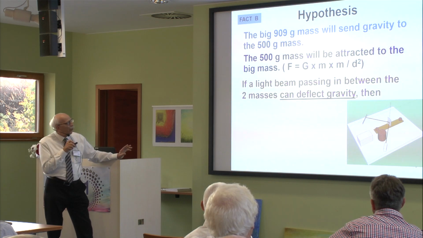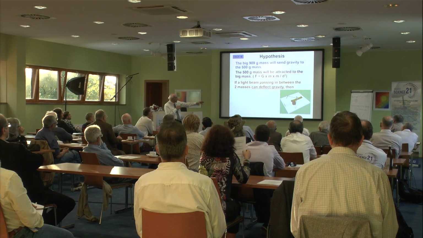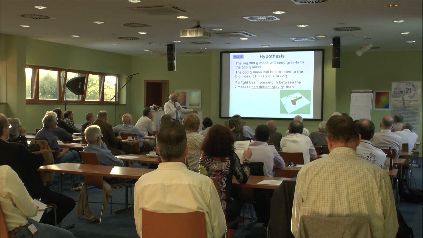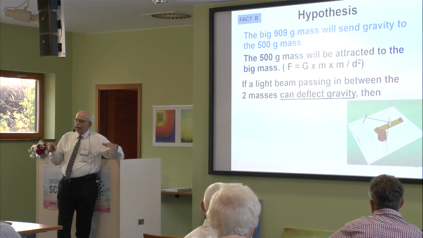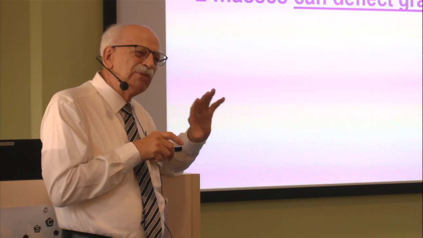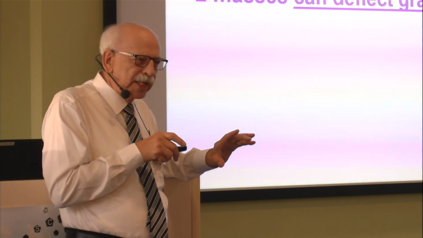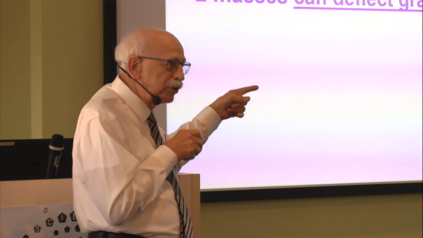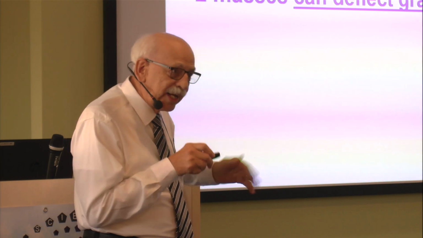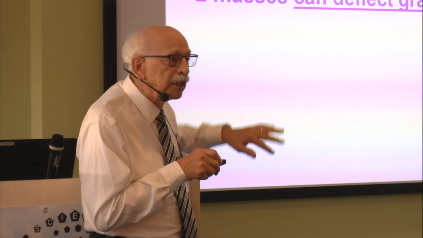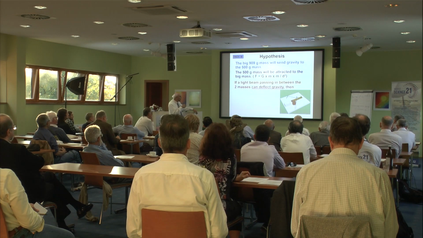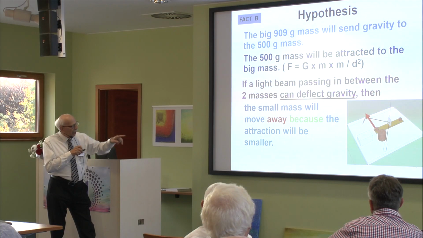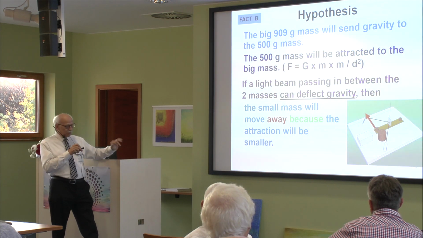The 500 gram mass, according to theory, should be attracted by the big mass. Everybody knows that gravitational attraction. And because Poklinov had this big wheel turning, and he found out that gravity was not deflected but less, I thought maybe light could deflect gravity. So if I send a light beam between those two, then the gravity will be less. What will happen to the small mass? It will move away. This is the theory according to all we have in physics books. And this is the arrow saying that it should move away.